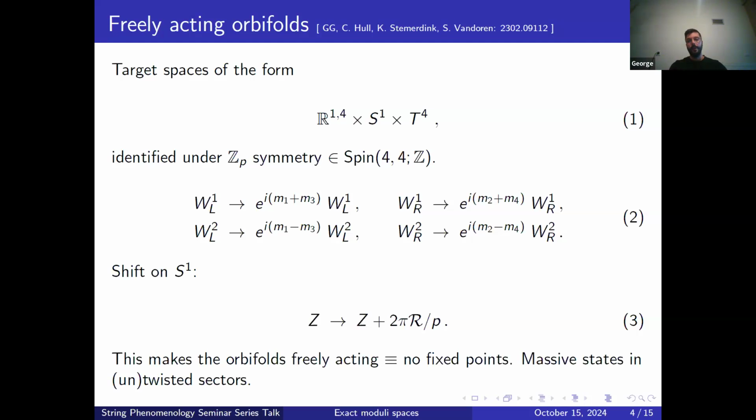Another thing about the shift: in general, the string states in freely acting orbifolds, instead of being projected out of the spectrum, as happens in non-freely acting orbifolds, become massive. Also in general, the states that come from the twisted sectors are massive. This is because, due to the shift, the windings in the twisted sectors become fractional, and so these are non-zero, and non-zero windings contribute to the mass of the state.